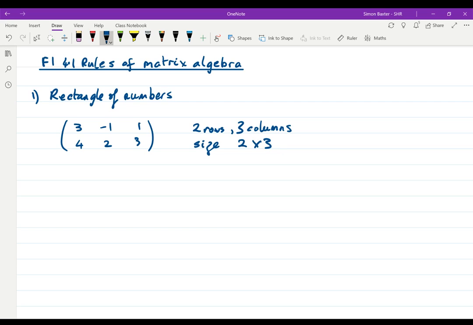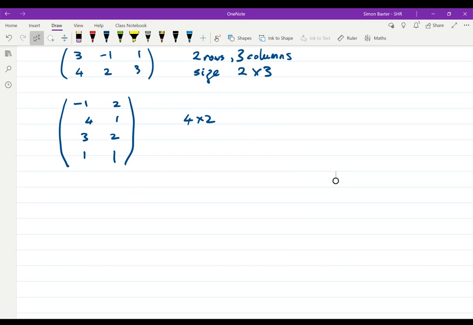So if we take the matrix minus 1, 2, 4, 1, 3, 2, 1, 1, that has 4 rows, 2 columns. It's therefore a 4 by 2 matrix. You can have something like this, minus 1, 2, 3. That has 3 rows and 1 column, so that is 3 by 1. So very simple thing to write down.